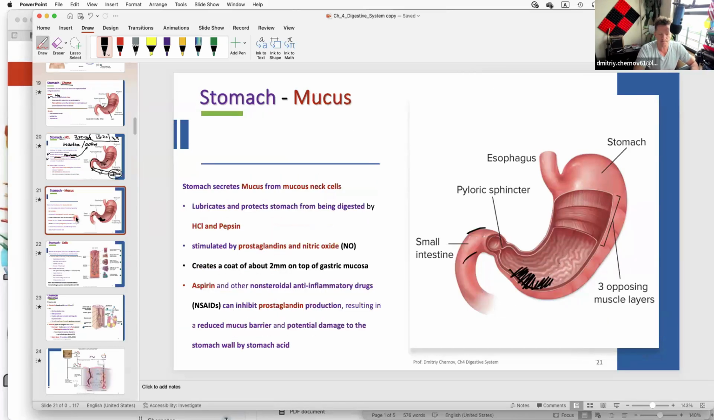Not now. Mucus from mucus neck cells, pepsin, HCl. Mucus lubricates and protects, right? It lubricates and protects, along with prostaglandins and nitric oxide. I will mention that it's again pathophysiology, but it's very interesting because it is part of the digestive system in the stomach, right?